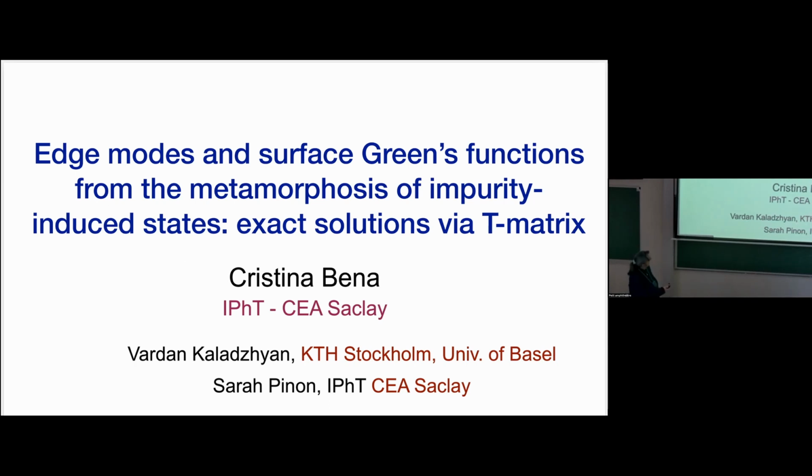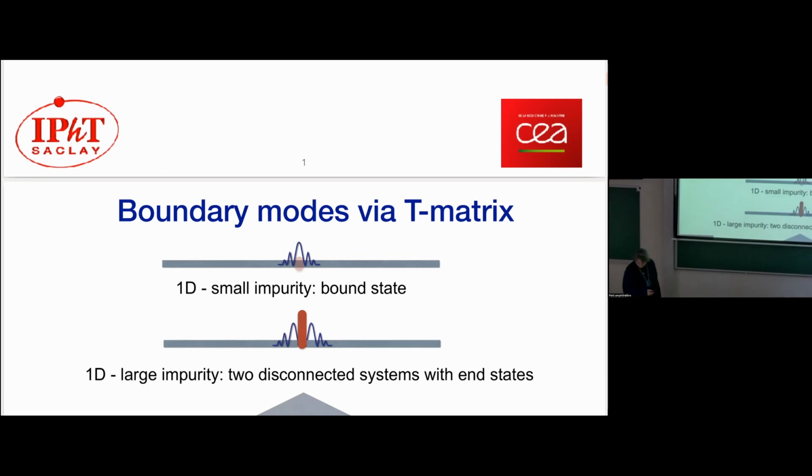Okay, so what's the story behind this? What we do is, for example, take a 1D wire and add an impurity. When we add the impurity, we form bound states around the impurity. Now imagine that this impurity is very large, that it goes to infinity. Then intuitively, the wire is going to be disconnected into two semi-infinite pieces.